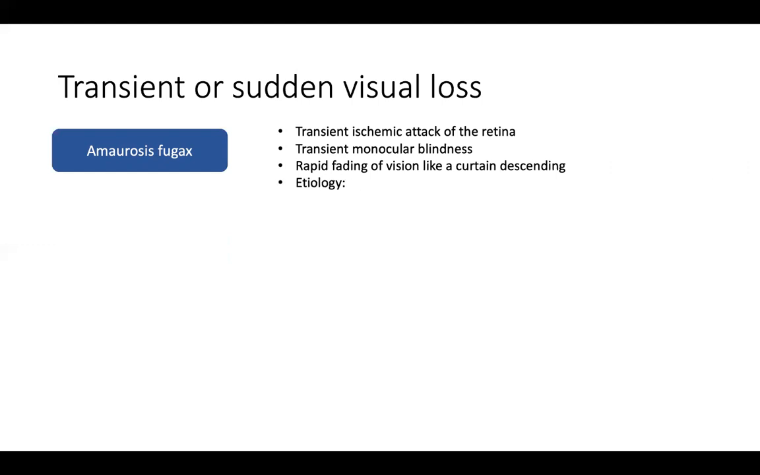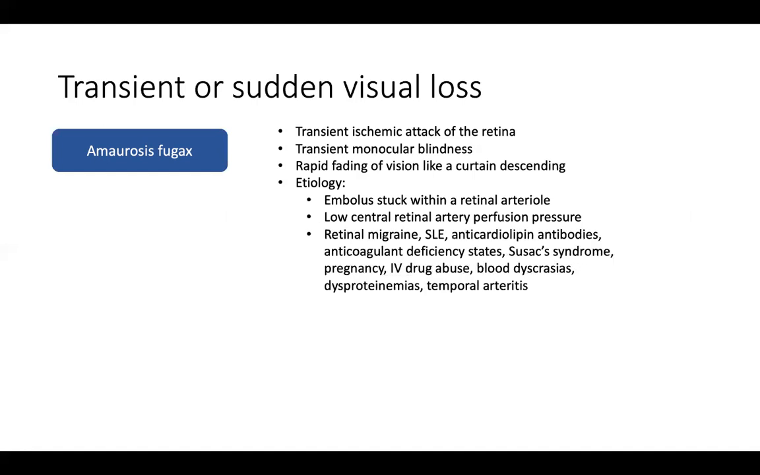Amaurosis fugax usually results from an embolus that becomes stuck within a retinal arteriole. In rare instances, amaurosis fugax results from low central retinal artery perfusion pressure in a patient with a critical stenosis of the ipsilateral carotid artery and poor collateral flow via the circle of Willis. Retinal arterial occlusion also occurs rarely in the following conditions.